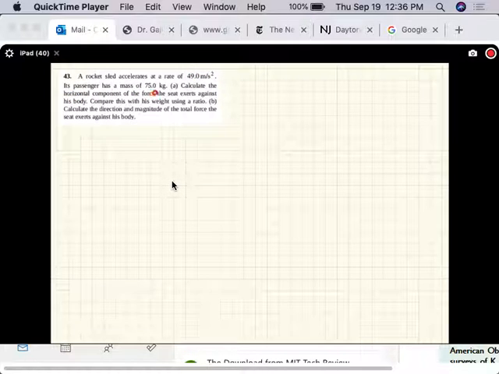Its passenger has a mass of 75 kgs. Calculate the horizontal component of the force the seat exerts against the body. Compare this with his weight using a ratio. Okay. All right.